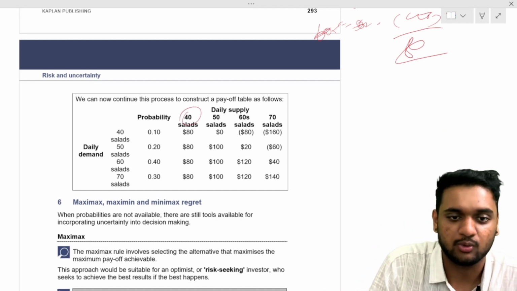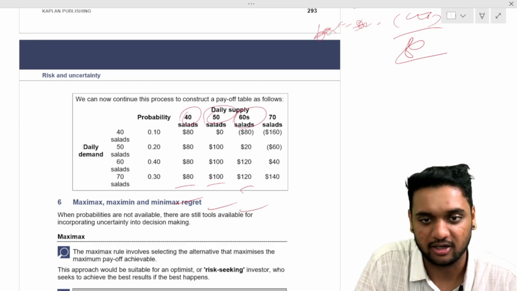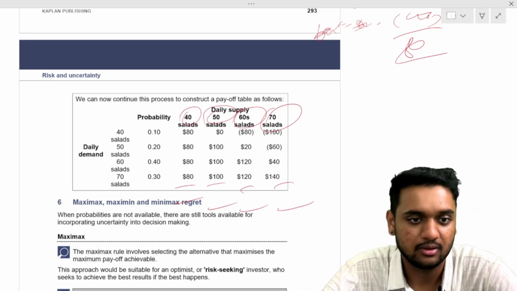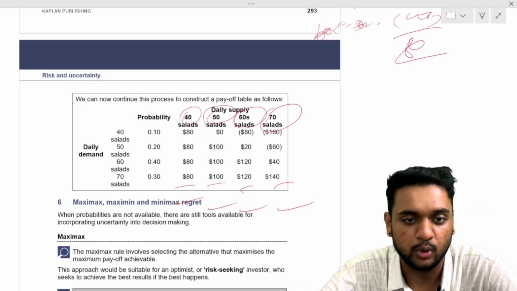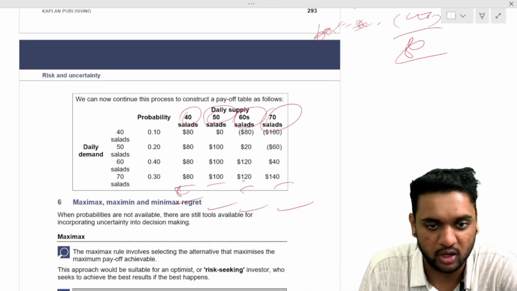So if you produce 40 salads, what is the expected value? 50 salads, what is the expected value? 60 salads? 70 salads? Tell me the expected value in all the 4 cases. 0.1 into 80, 0.2 into 80, 0.4 into 80, 0.3 into 80. If you do, you will get 80. So first, you don't have to do anything.